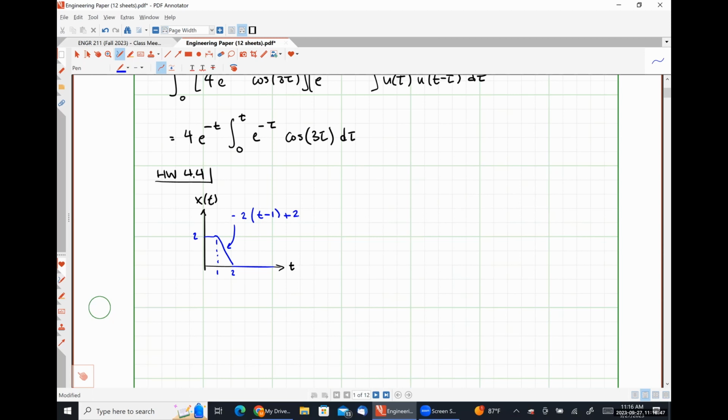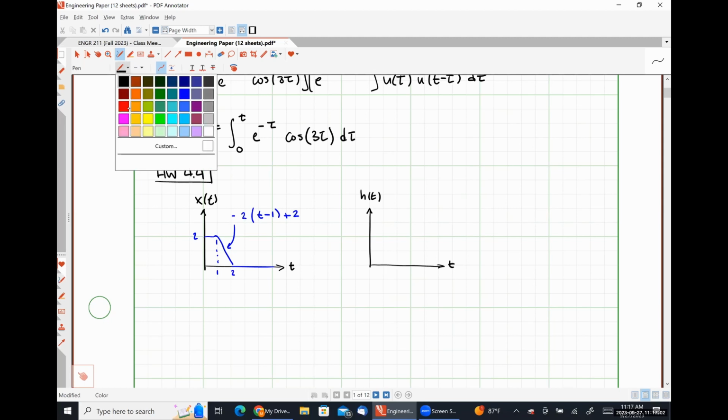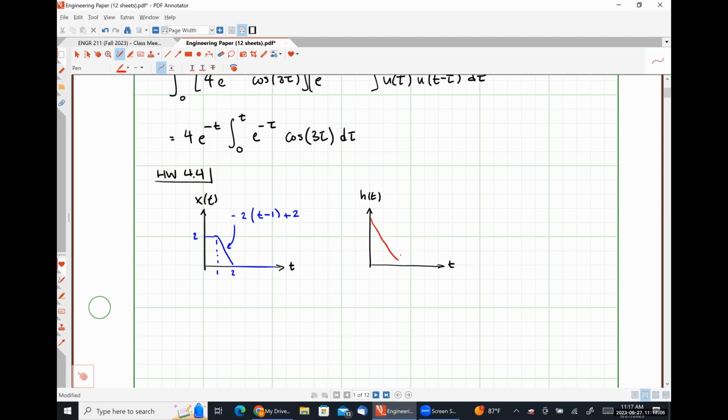So our h of t function is an exponential. Imagine I can draw an exponential. 3e to the negative t, u of t, I think. Am I remembering correctly?